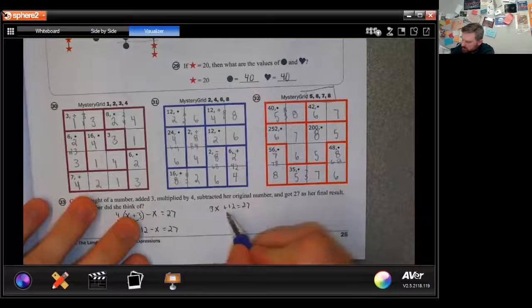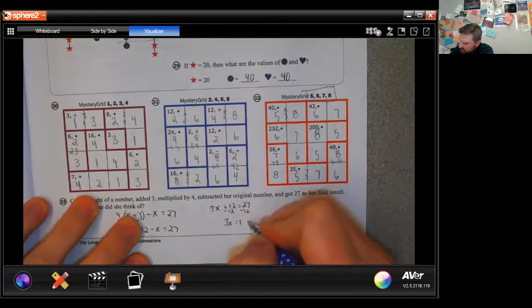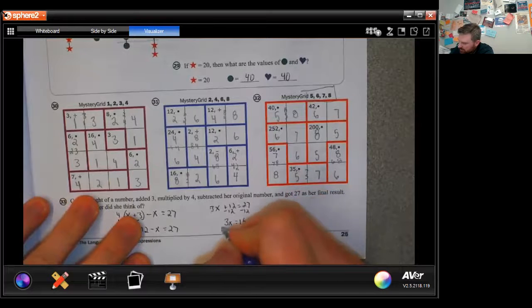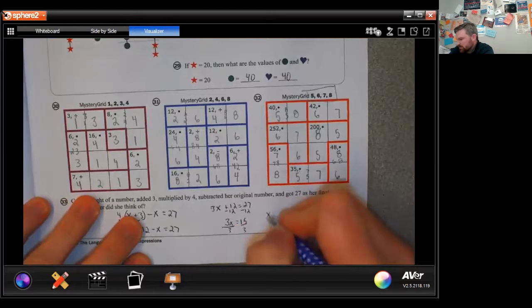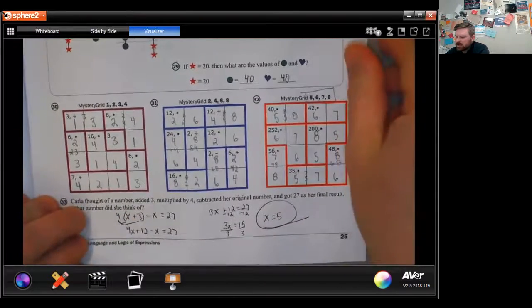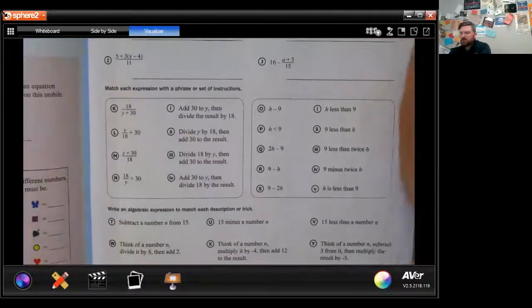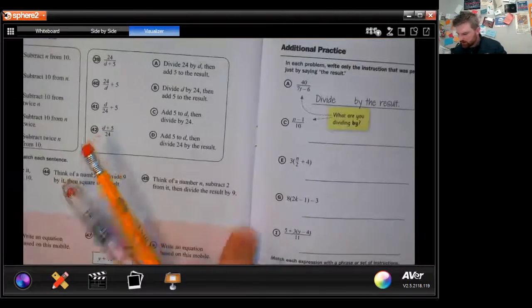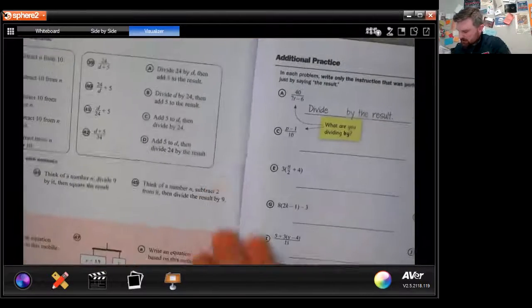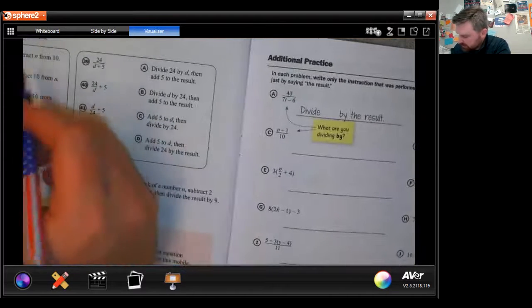So now we need to subtract 12. 3x equals 15. Divide by 3. And x equals 5. So that's taking some of your algebra skills that you've learned in Algebra 1 and applying them here. Okay, so on page 26 now, we're just going to match the expressions with a set of instructions.